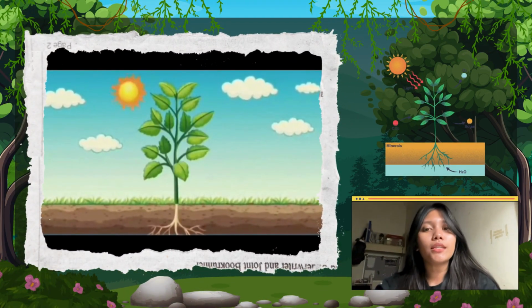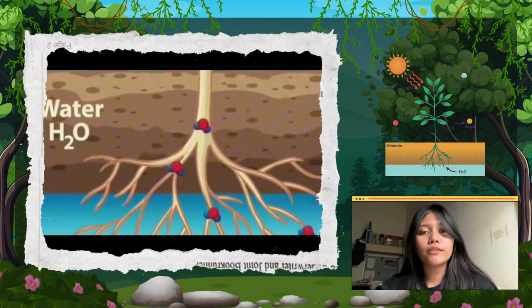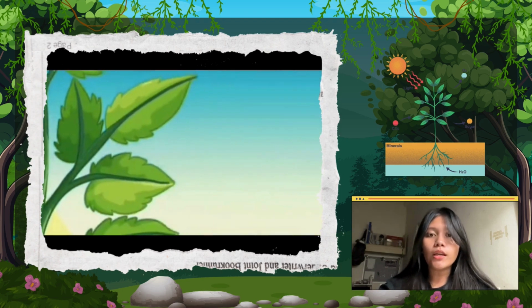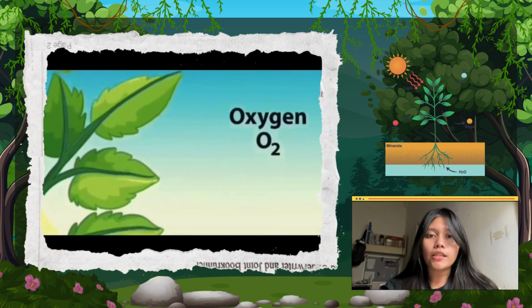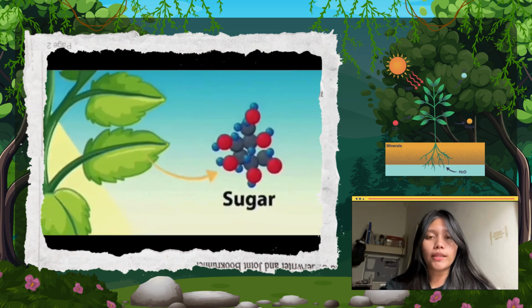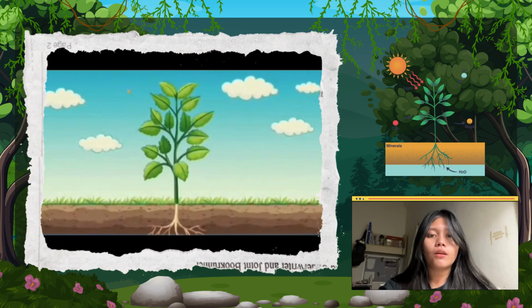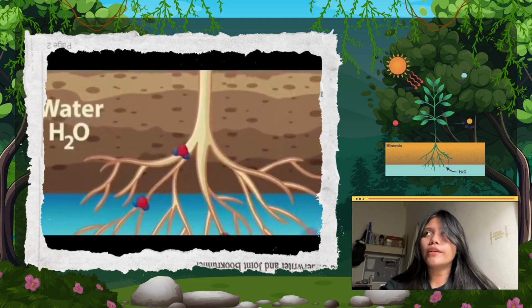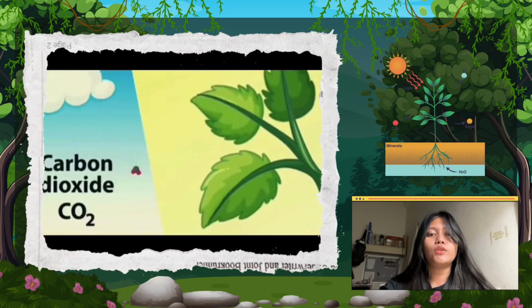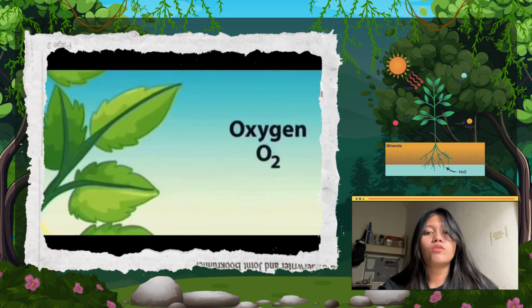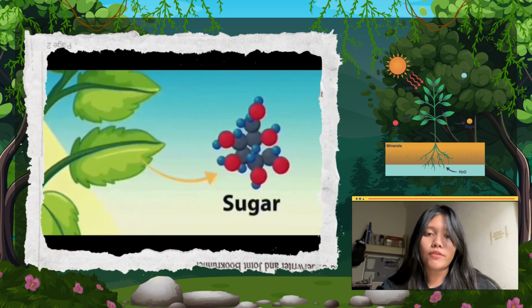Here, we can see a green plant receiving sunlight. The roots absorb water from the soil, while carbon dioxide enters the leaf through the stomata. Inside the chloroplast, chlorophyll captures sunlight energy and uses it to produce glucose. Finally, oxygen is released into the atmosphere.